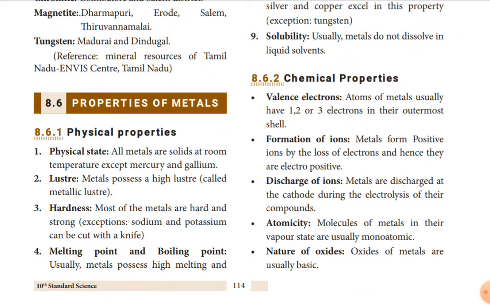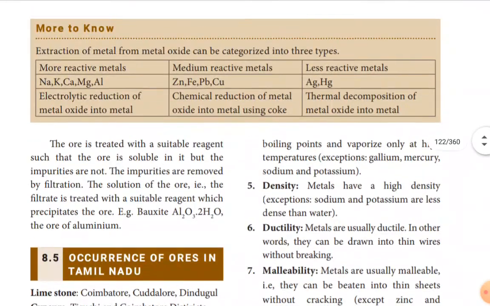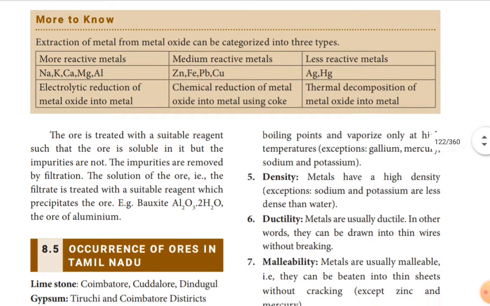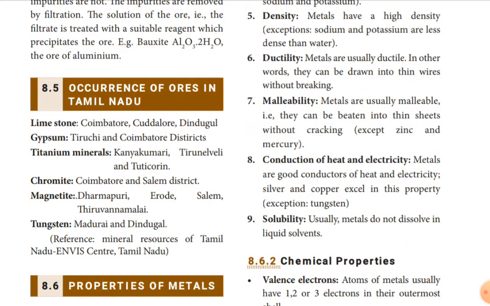Physical state, that is hard and solid, highly shining, and high melting and boiling because of the close bonding between the metal atoms. Then their densities are high and they have the property of ductility and malleability. They will not easily break and crack during hammering. Then they are ready to conduct heat and electricity. Metals are good conductors of heat and electricity, and they will not easily dissolve in liquid solvents. These are some of the physical properties.